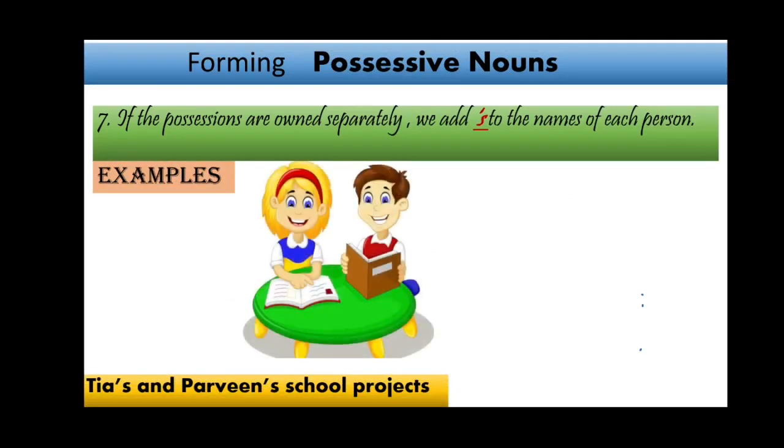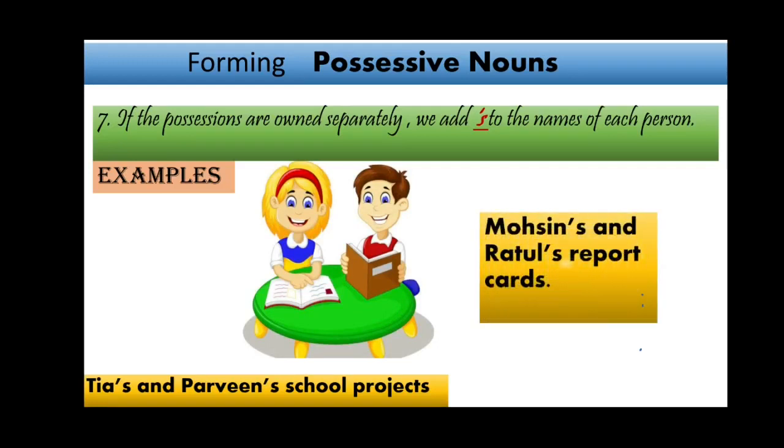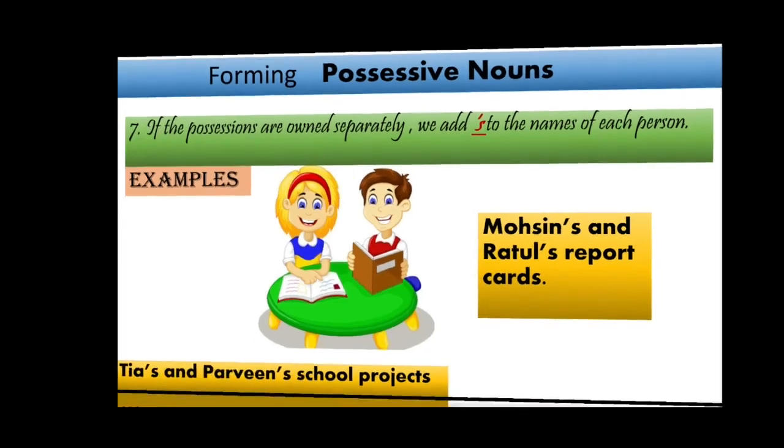Have a look at the example. Tia's and Parveen's school projects, both are making different projects. So definitely we are going to put apostrophe s on both the person names. Mohsin and Ratul's report cards. Here also, as we have read in this point, in a similar way we are going to do it. I hope you understood this chapter.